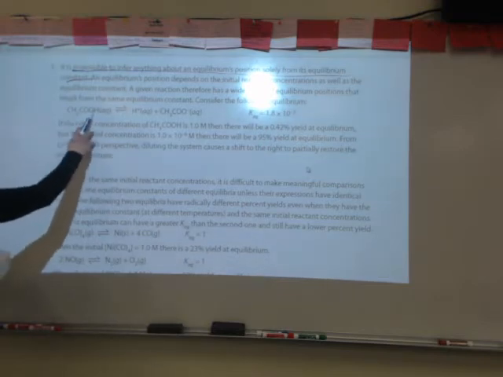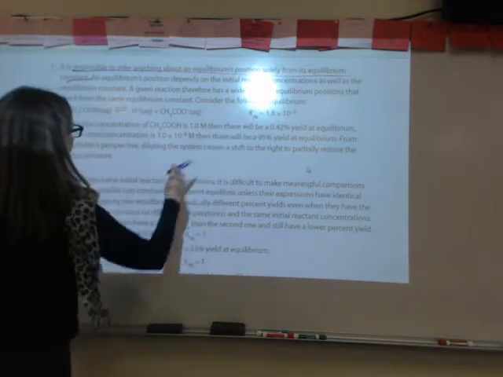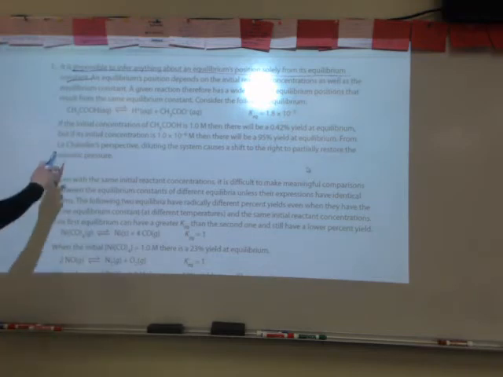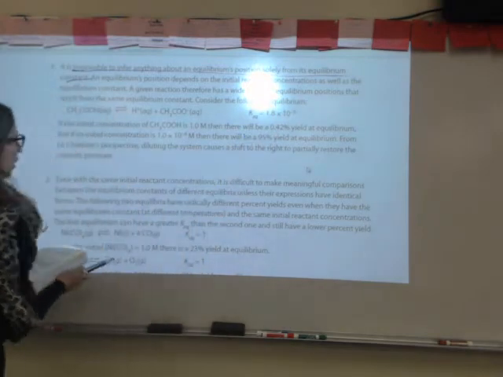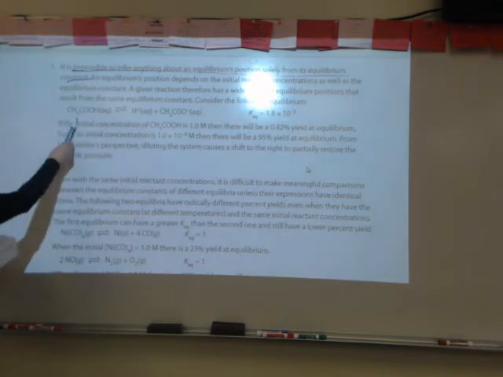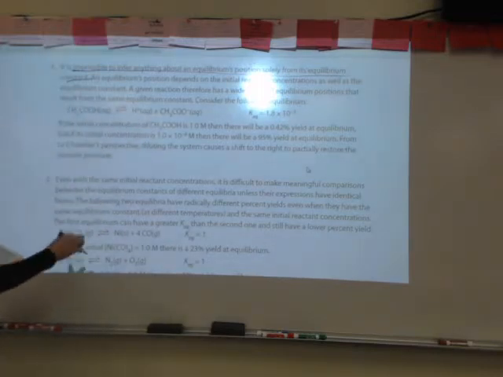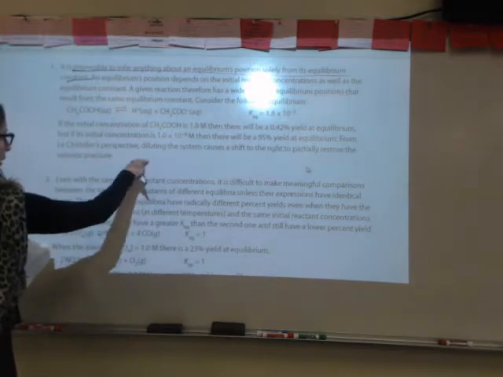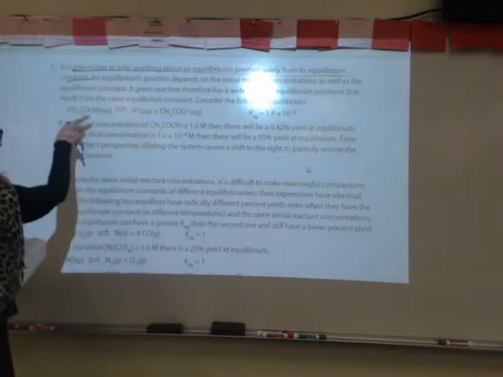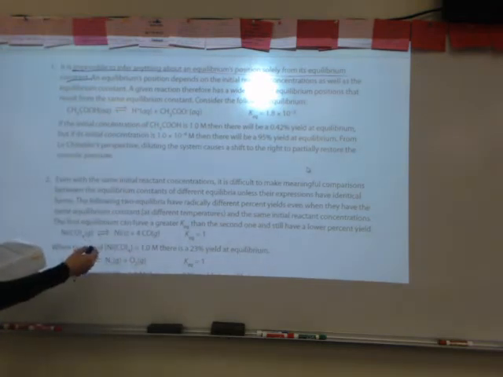So if I'm looking at this equilibrium reaction here, I've got acetic acid in equilibrium with its hydrogen ions and acetate ions. Its value for KEQ is 1.8 times 10 to the negative fifth. If the initial concentration of acetic acid is 1 molar, there will be a 0.42% yield at equilibrium. That means that I am further to the left. But if this initial concentration is 1 times 10 to the negative 6, then I have a 95% yield at equilibrium, which means I'm further to the right. So diluting it, which means I'm adding more water, causes a shift to the right because I want to restore osmotic pressure based upon Le Chatelier's principle.